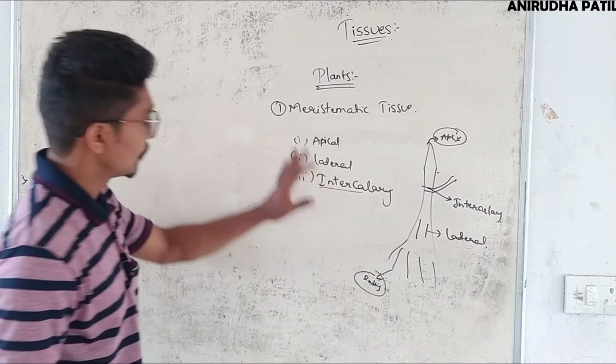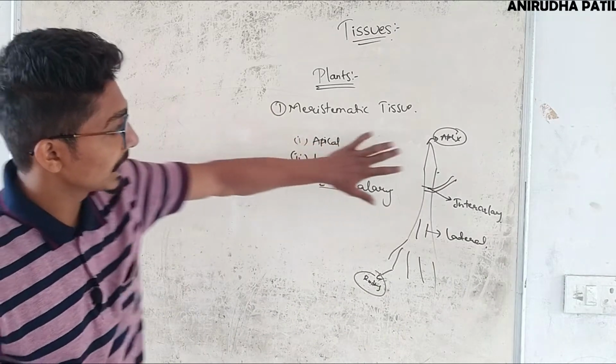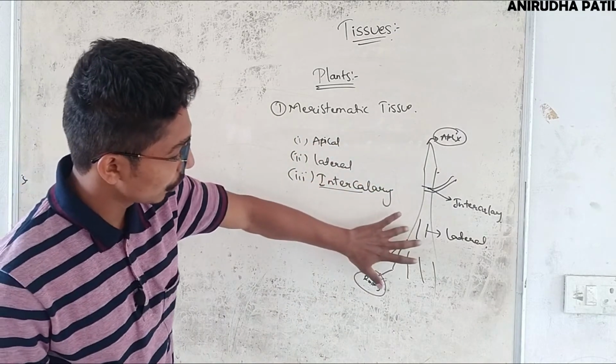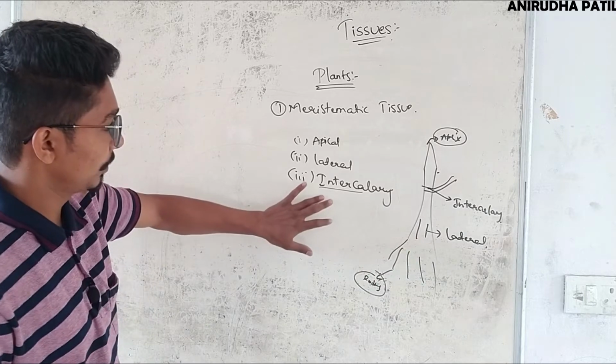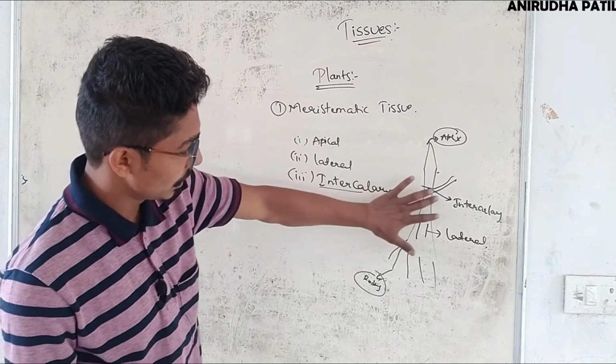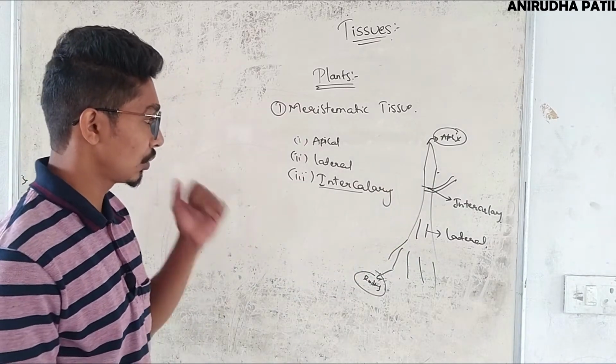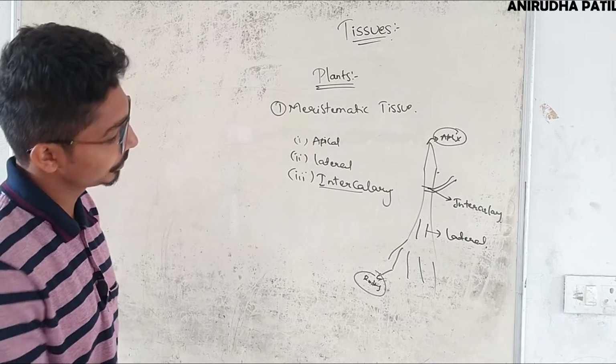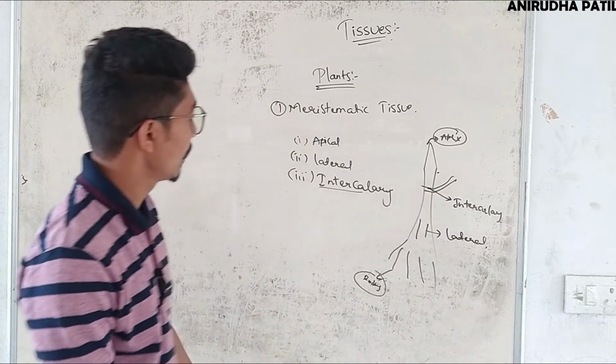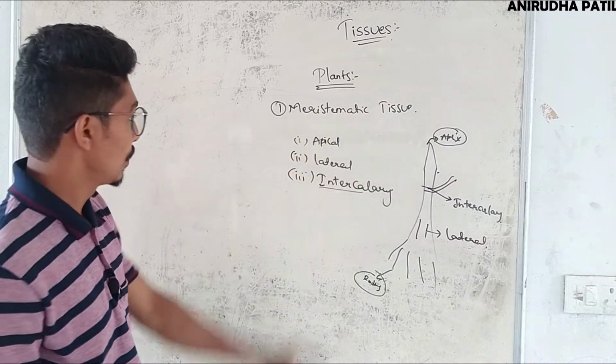So these are the meristematic tissues. One is apical, present at the apex. Lateral helps in the growth of the girth of the plant, and intercalary is present here, which helps in the growth of leaves and branches. So this is all about meristematic tissue.